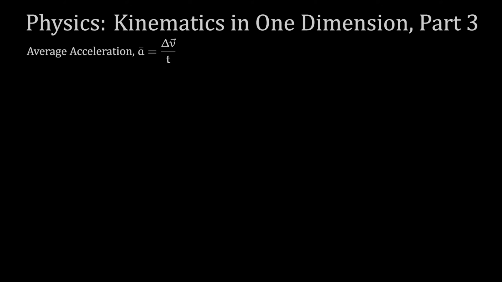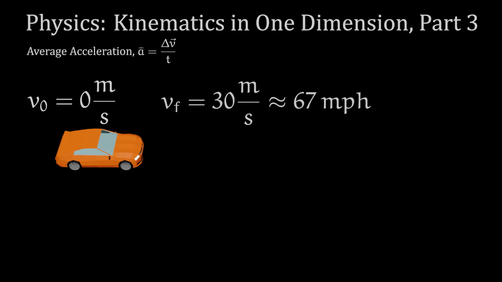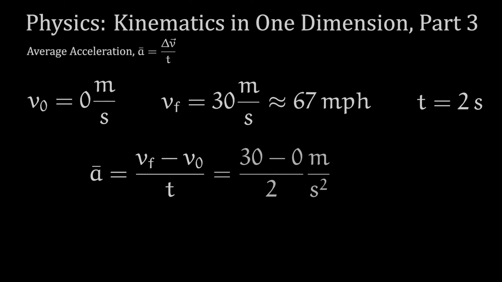Starting from rest, or an initial velocity v0 of 0 meters per second, a Formula 1 race car can accelerate to a speed of about 30 meters per second, which is about 67 miles per hour, in 2 seconds. Let's find out what kind of acceleration that is. Given our initial and final velocities, and the time it takes, we can plug these into our equation for an average acceleration. We find that the average acceleration of the race car is about 15 meters per second squared.